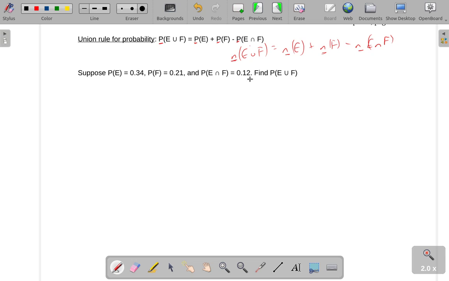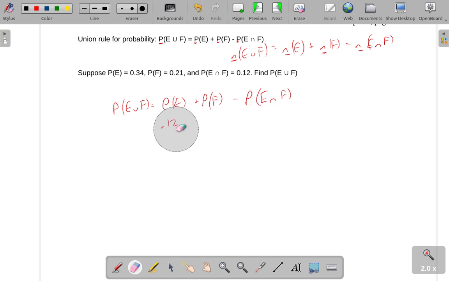And so if I wanted to find the probability of the union, and I know the probability of the first, the probability of the second, and the probability of their intersection, well, I can just use this rule. The probability of the union is equal to the probability of the first plus the probability of the second minus the probability of their intersection, which is 0.21.